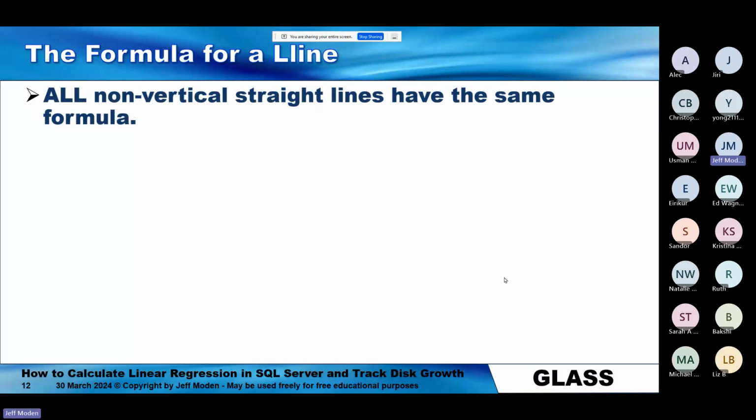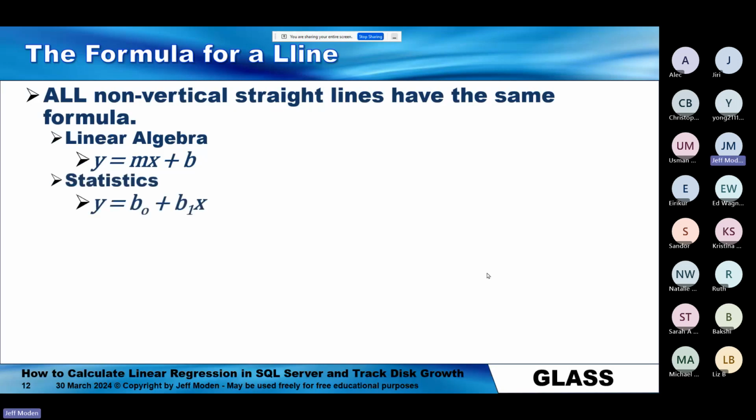All vertical straight lines have one formula, and all non-vertical straight lines have a different formula, but it's all the same formula for all the different lines. And in linear algebra, and you've probably had this drilled into your head, and I'm going to give you nightmares from high school algebra, y equals mx plus b.